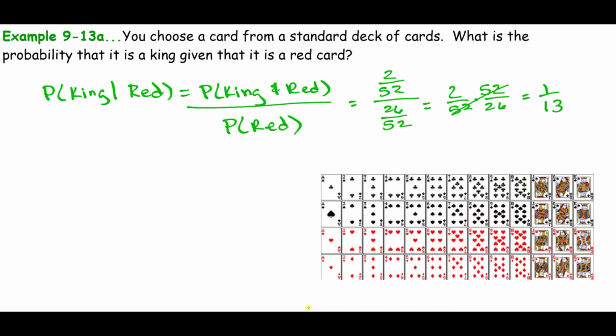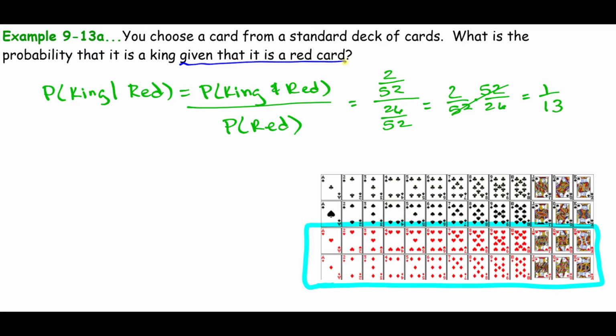Another way to think of a conditional probability is to look at your sample space. Sometimes you'll have a sample space that's small enough for you to just count and look at it. So what is the probability of a king given that it's a red card? If we just look at the red cards, there are 26 of them. So the given becomes your denominator.